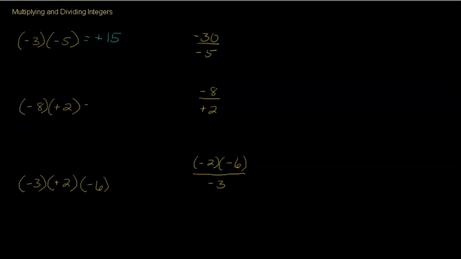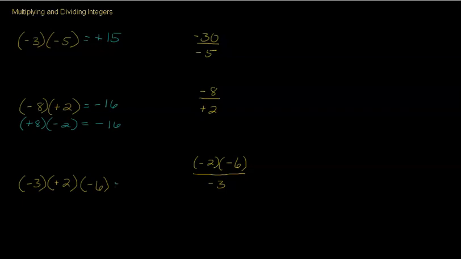Okay, so in this case, we have one negative. It doesn't matter which one's further away from 0. We just need one negative. It doesn't matter which one. And 8 times 2 is 16. So you would get the same answer if you would have had positive 8 times negative 2. You would have still got negative 16. It doesn't matter which one's negative, if just one of them's negative.